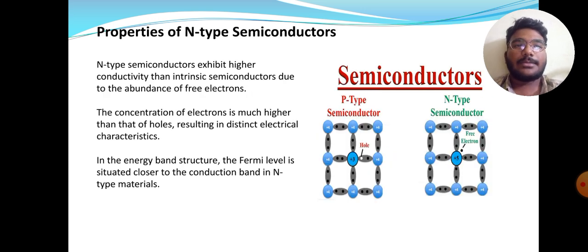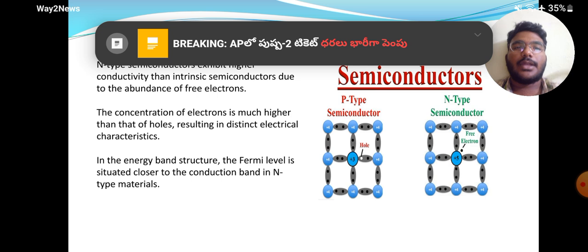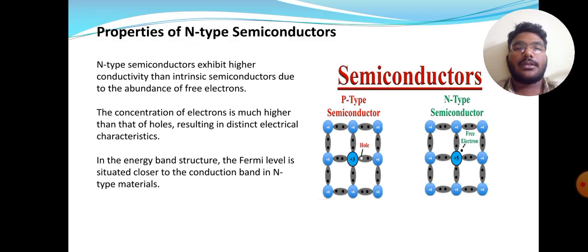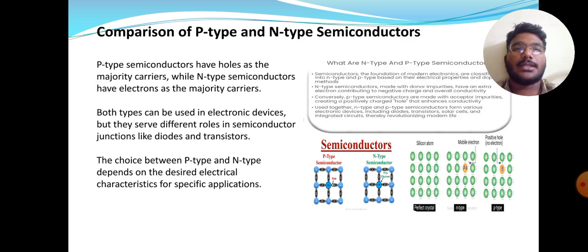Properties of n-type semiconductors: n-type semiconductors exhibit higher conductivity than intrinsic semiconductors due to the abundance of free electrons. The concentration of electrons is much higher than the holes, resulting in distinct electrical characteristics. In the energy band structure, the Fermi level is situated closer to the conduction band in n-type materials.